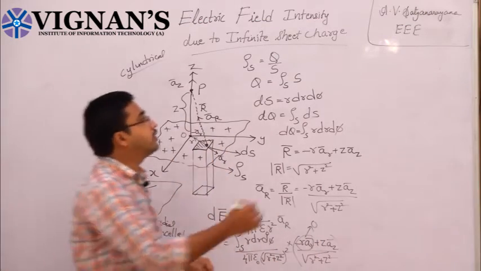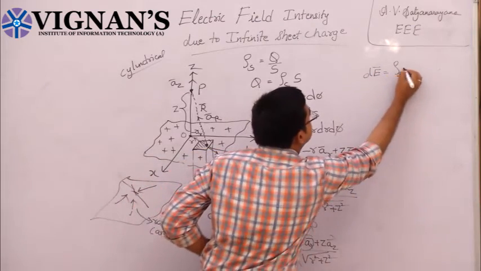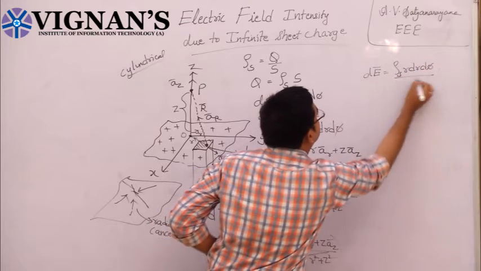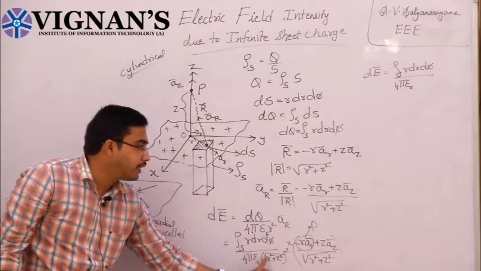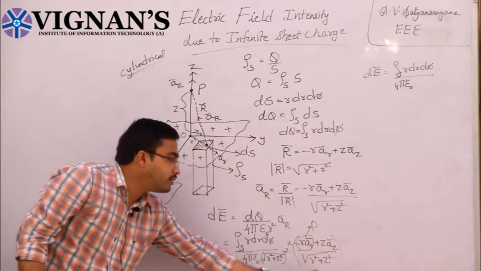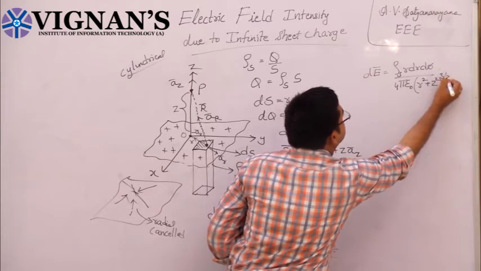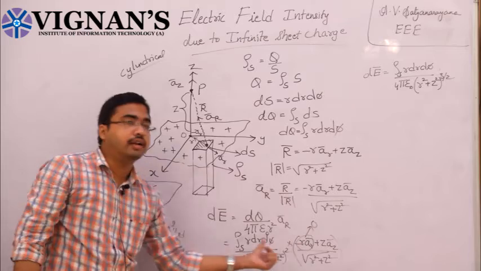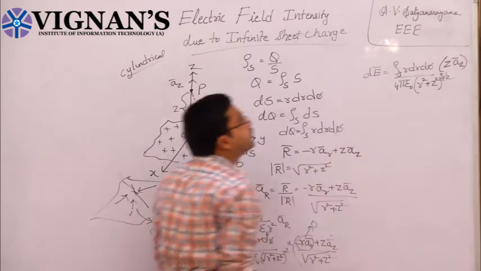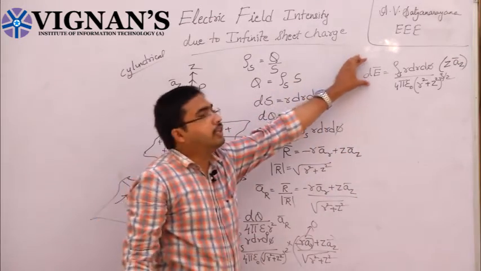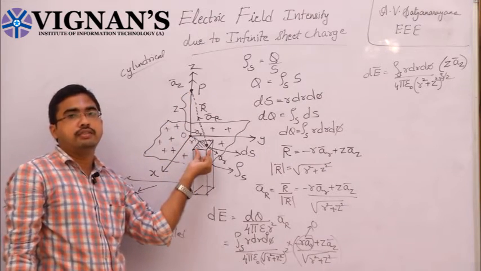Now, what is the final expression? dE is equal to rho s r dr d phi divided by 4 pi epsilon naught into, here you can see the square and root will be cancelled, and if you equate the bases, powers will be added and it will become r square plus z square whole power 3 by 2. And here, as the radial component is cancelled, we can consider only z into az. Now, this is the electric field intensity at this point P only due to a small differential surface dS.